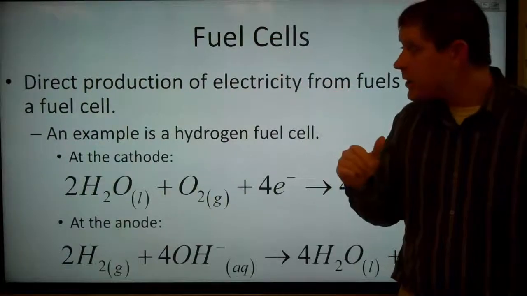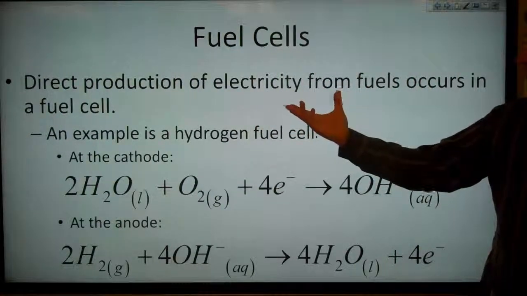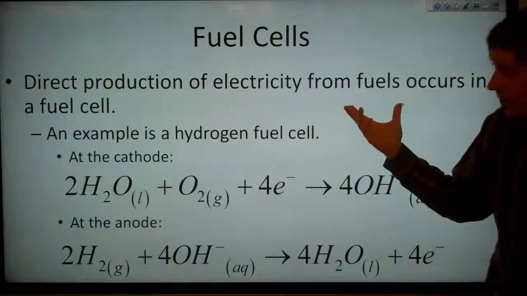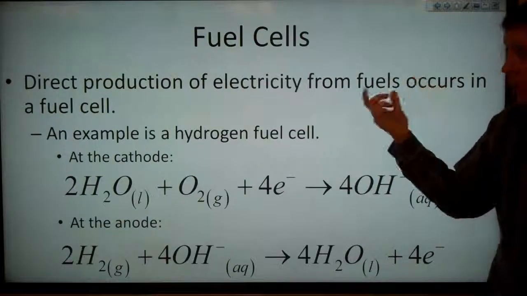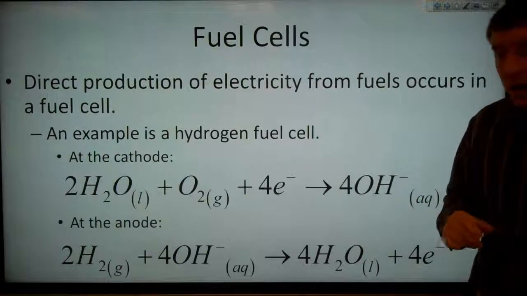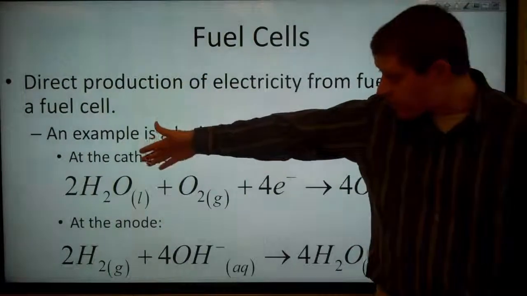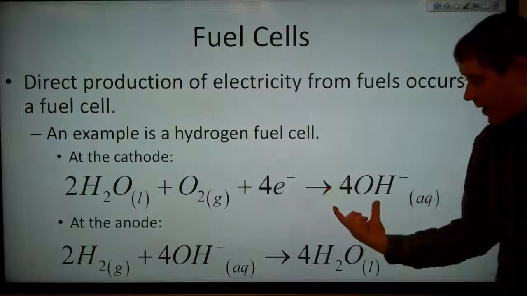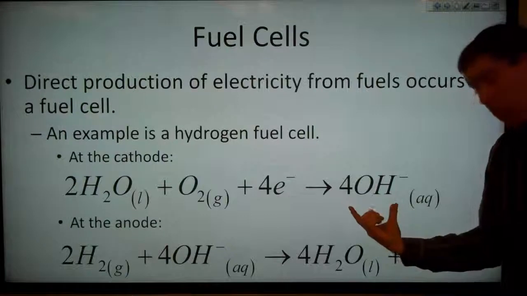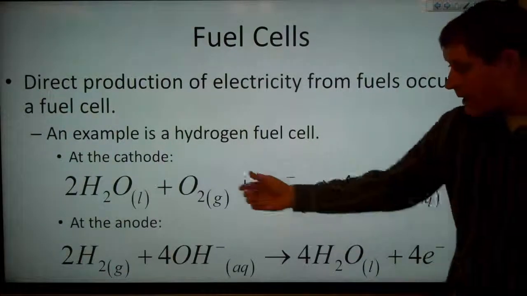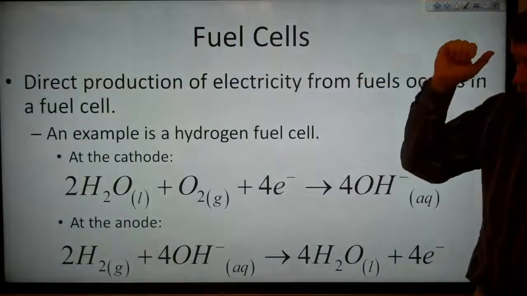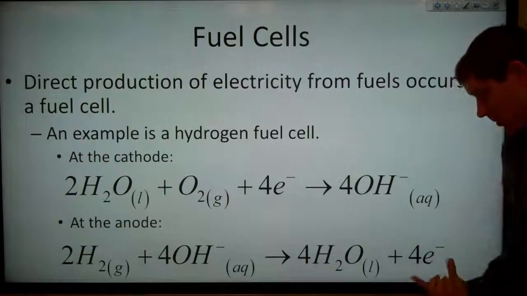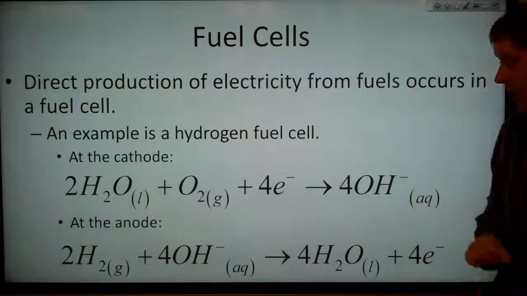On the other hand, we've got fuel cells, where direct production of electricity from fuels occurs. One example of this is a hydrogen fuel cell. At the cathode, we've got 2 water molecules plus oxygen plus 4 electrons react to give us 4 hydroxide ions. And at the anode, we have 2 hydrogen gas molecules plus 4 hydroxide ions react to give us 4 water molecules and our 4 electrons back.